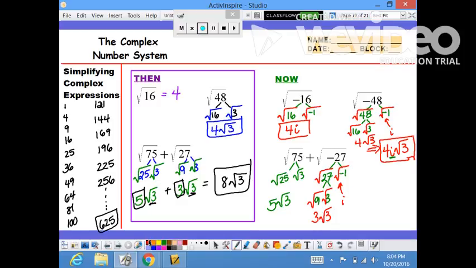So let's rewrite all of this into an expression that we can see. You have 5 times the square root of 3 plus 3i times the square root of 3. Notice that 5 times the square root of 3 does not have the same terms as 3i times the square root of 3, so we can't combine them. That's our final answer.